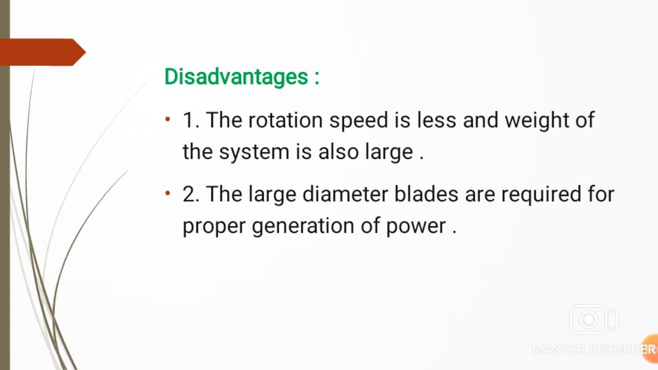The requirement of a large size of the blade means the weight of the system is also high. So the first disadvantage is that the rotation speed is less and the weight of the system is also large, because due to the large size of the blade, the weight of the blade is also high and the speed is also less. This is the main disadvantage of the Savonius type rotor system.